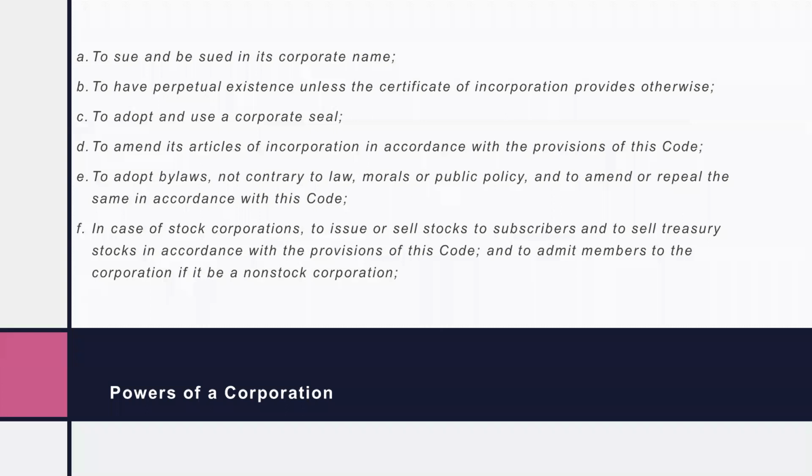Okay? So, what are the powers of a corporation? So, first, to sue and be sued in its corporate name. So, pwedeng makasuhan, or mag-kaso gamit ang ilang corporate name. So, parang siyang tao. So, to have perpetual existence unless the certificate of incorporation provides otherwise. So, to adopt and use the corporate seal, to amend its articles of incorporation in accordance with the provisions of this code, to adopt bylaws not contrary to laws, morals, or public policy, and to amend or repeal the same in accordance with this code. In case of stock corporations, to issue or sell stocks to subscribers and to sell treasury stocks in accordance with the provisions of this code, and to admit members of the corporation if it be a non-stock corporation. So, yun yung mga powers ng corporation.